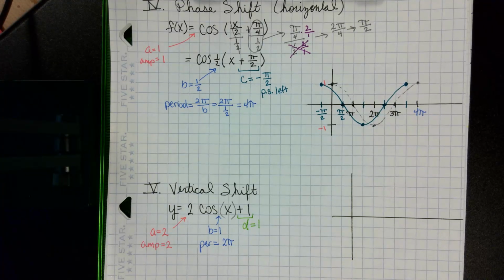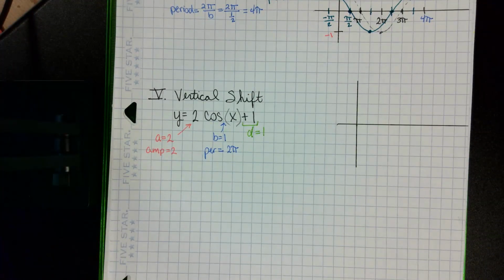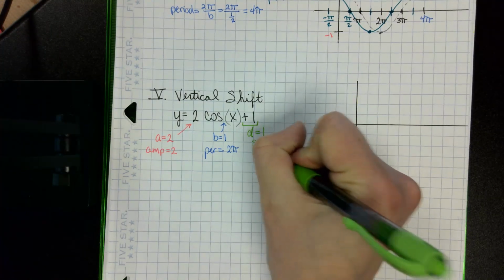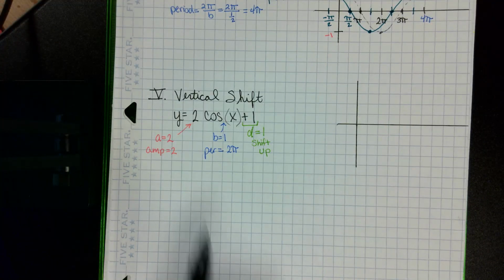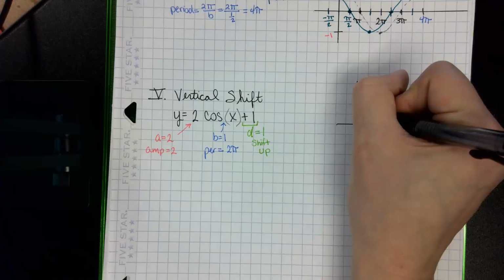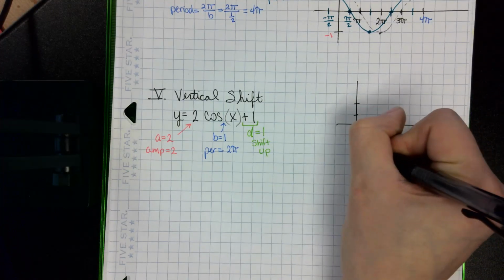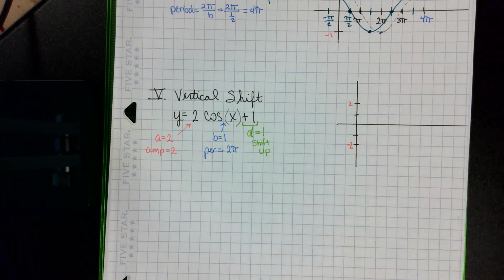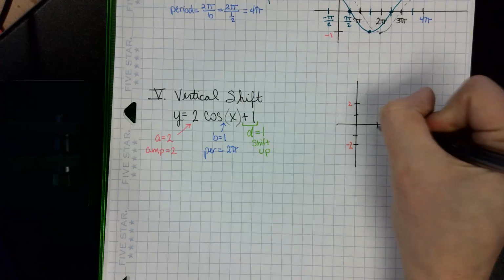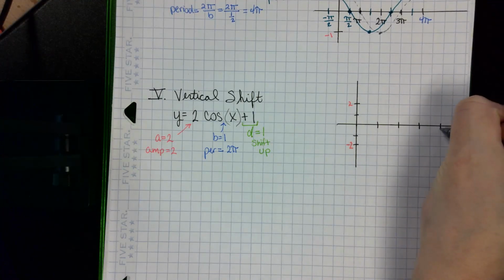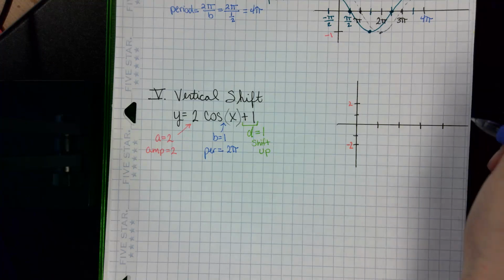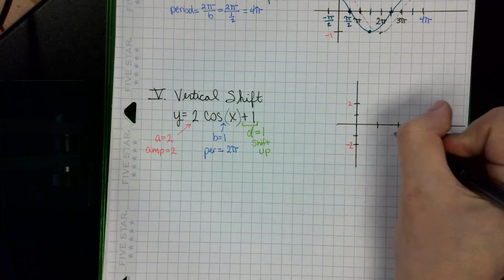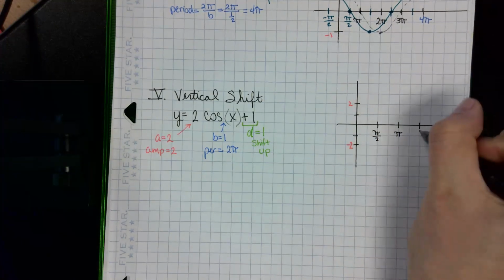Vertical transformations are just as they look. Positive shifts up, negative shift down. So this is a shift up 1 unit. All right, so my amplitude is 2. I'm going to go up 1, 2, down 1, 2. I'm going to label those. I need to label my x-axis with my 4 quadrants. 1, 2, 3, 4. The 4th quadrant is at 2 pi. So that means I have pi over 2, 3 pi over 2.